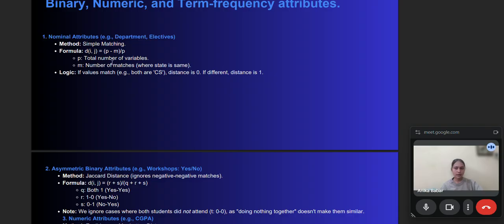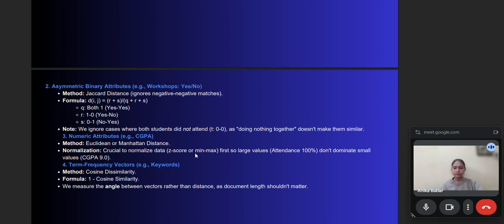First method, simple matching. The formula we use is d(i,j) = (p - m) / p, in which p is the total number of variables and m is the number of matches. So the logic we use is if values match, for example both are CS, the distance is 0, and if different, that means values are different, so the distance will be 1.